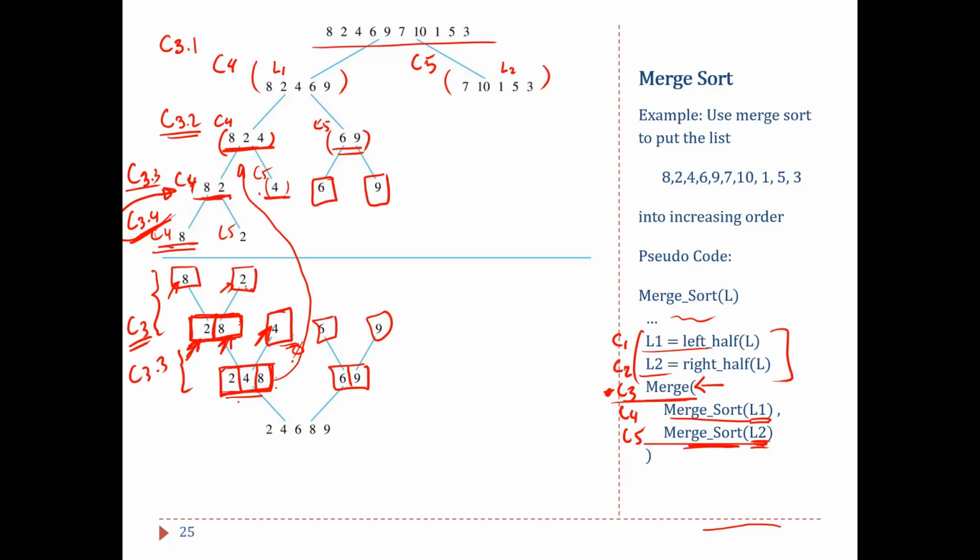And now we can execute C3.2. Okay, I think you should have a clearer idea now. So now we have the merge of these two lists.